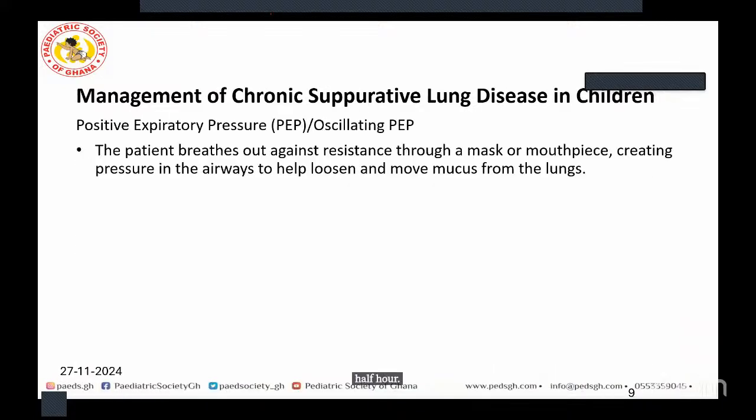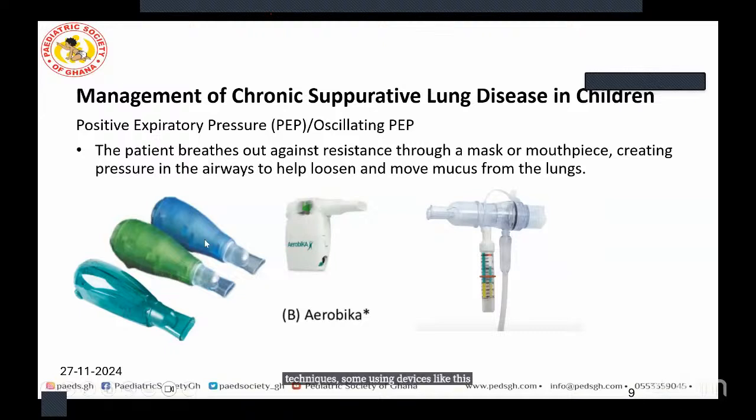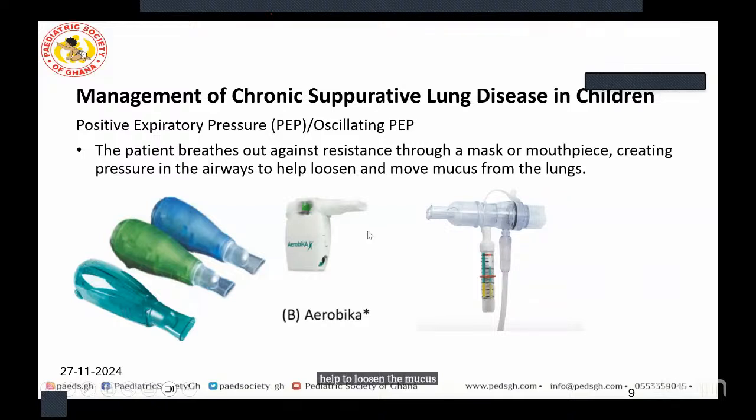There are other airway clearance techniques, some using devices like this. This is called a Acapella, and this is called Aerobika. These are very effective, so the child will be blowing through this device. So they're taking a deep breath, then they blow against a resistance, and this helps to loosen the mucus in the lungs, and then they will cough it out or swallow.